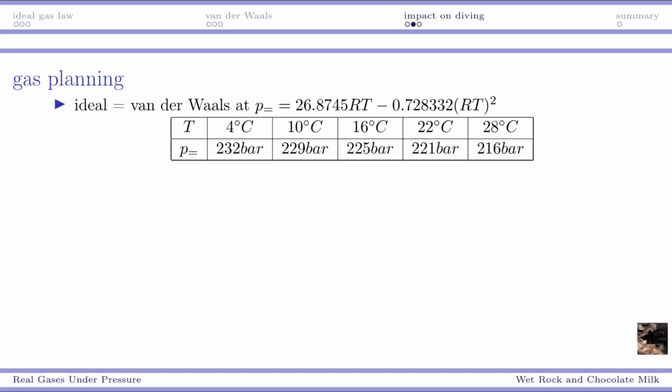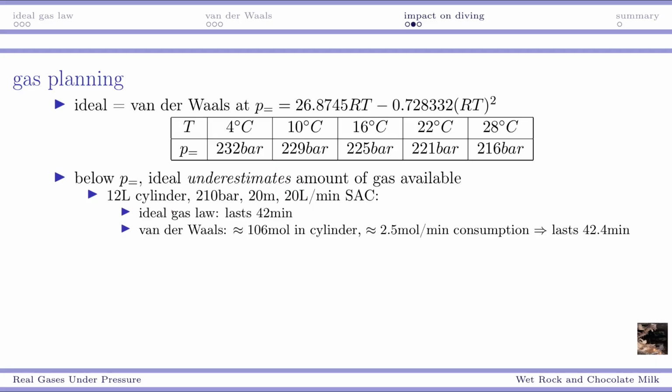But first off, if we're below that, that will be most of our diving, then we saw that the ideal gas law overestimates the pressure that we have in a cylinder given a certain number of particles. But if the pressure given a certain number of particles is being overestimated, then that means if we're reading a pressure and we're trying to convert this into gas available, we're actually underestimating how much gas we have. So the ideal gas law gives us an underestimate, and by how much is that?